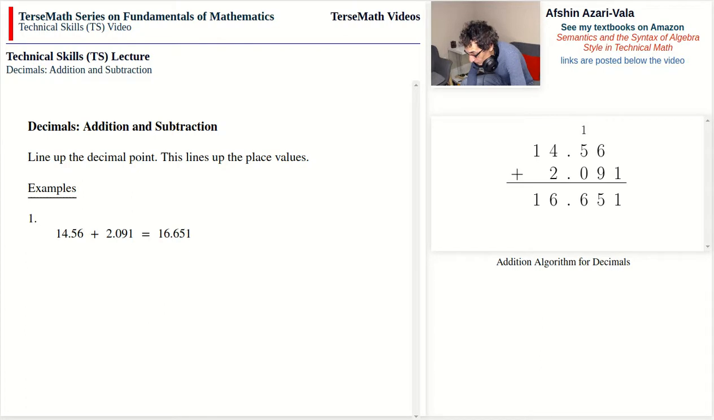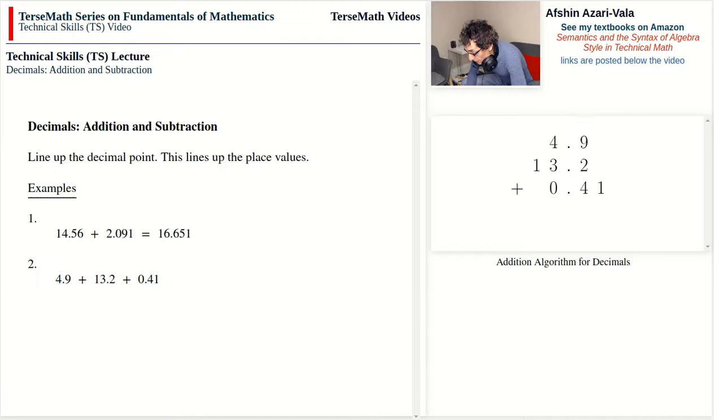Problem number 2. Now in this problem we have more than 2 numbers that we want to add, so it's like a chain addition, and we can deal with all 3 of them at the same time. You don't have to add 4.9 and 13.2 and then take the sum and add 0.41 to it. What we can do is we can line up the decimal point in all 3 numbers and then start adding the digits in the same column. So let's set it up over here.